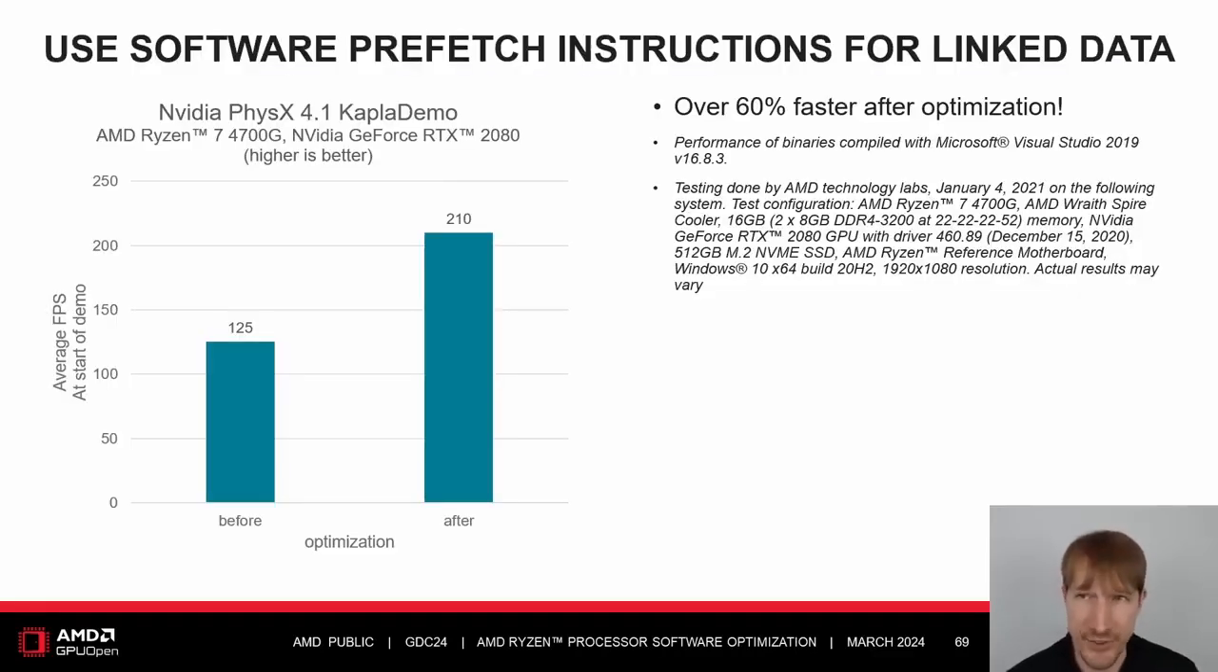Use software prefetch instructions for linked data experiencing high cache misses. In this example, performance improved over 60% using software prefetch optimizations. Results may vary significantly for systems with different cache sizes or different memory latency.